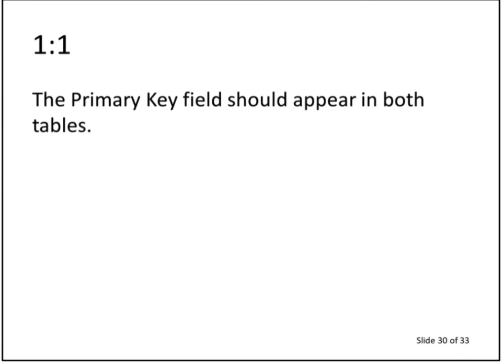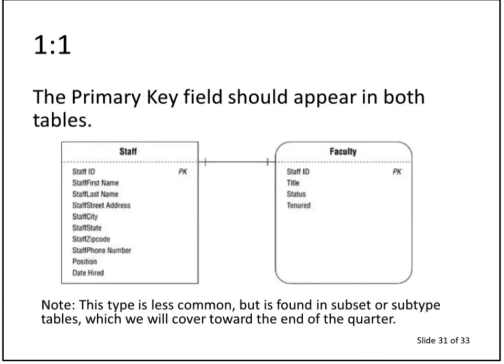The last one we're going to cover real brief is one-to-one. It's not as common, and in this case, everybody who is employed at Beverly College is either a staff or a faculty member. Faculty members have some characteristics that the other staff people don't have, like are they tenured or not, and like their title.